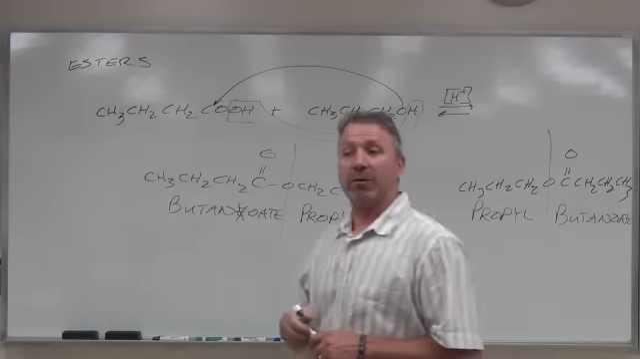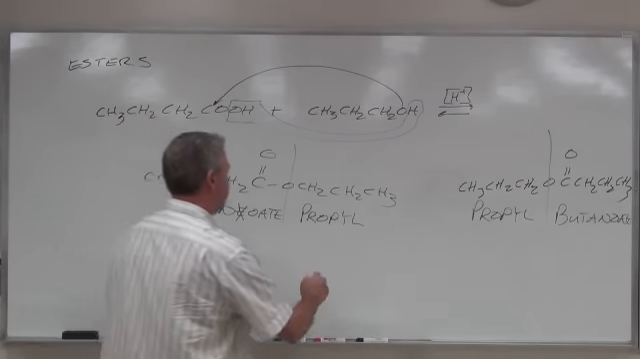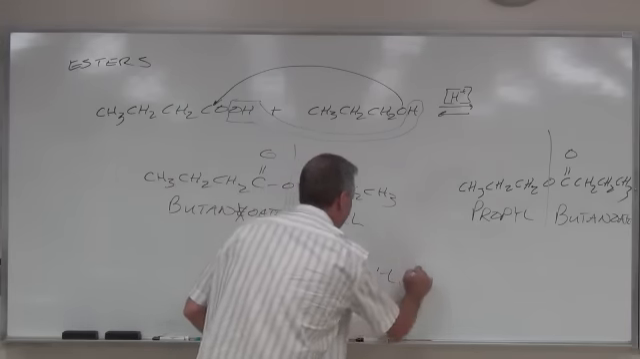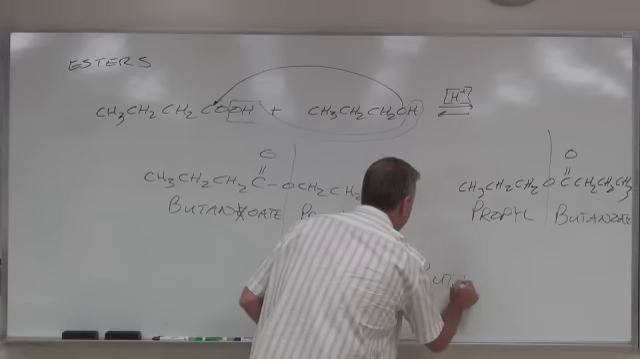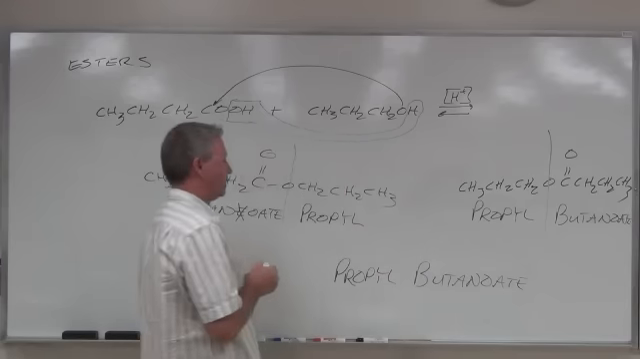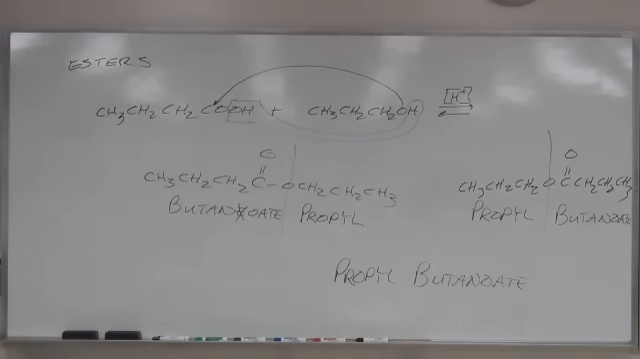Name the alkyl group first. This, no matter which one you're looking at, is propyl butanoate. Propyl butanoate.